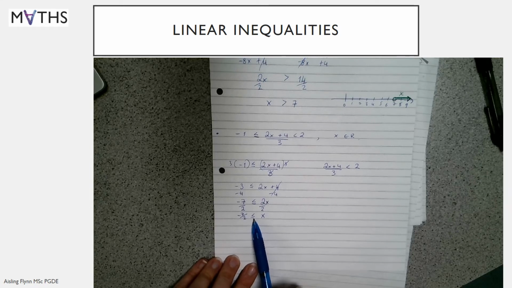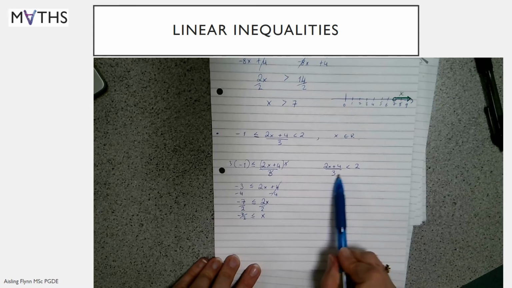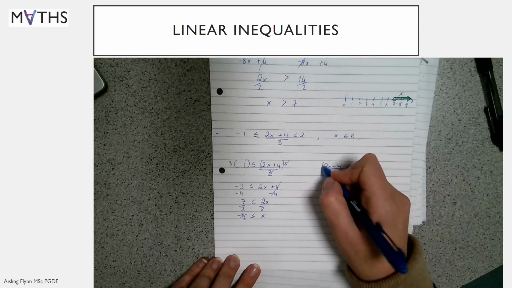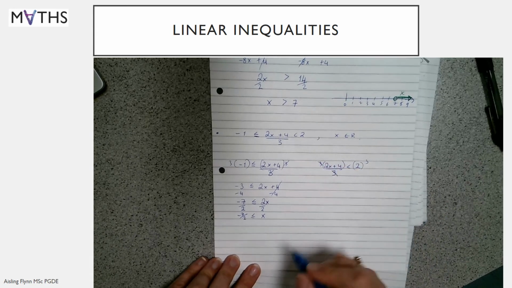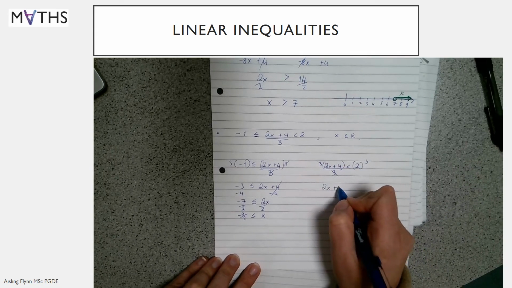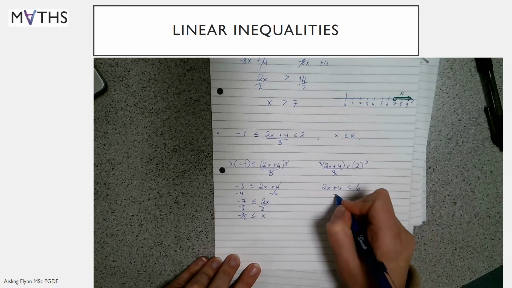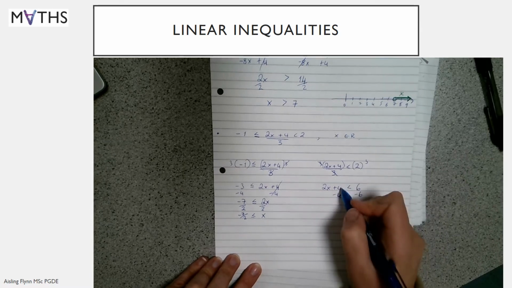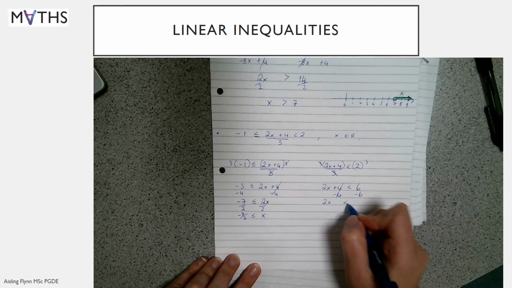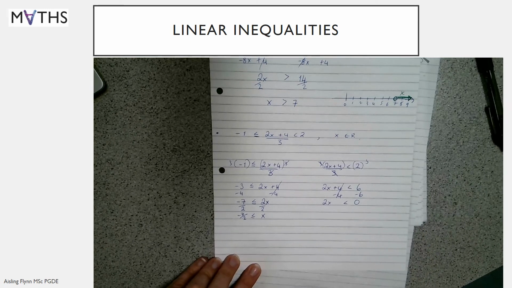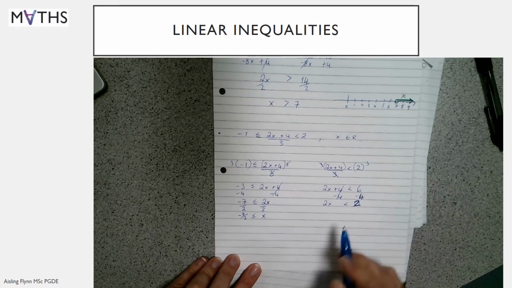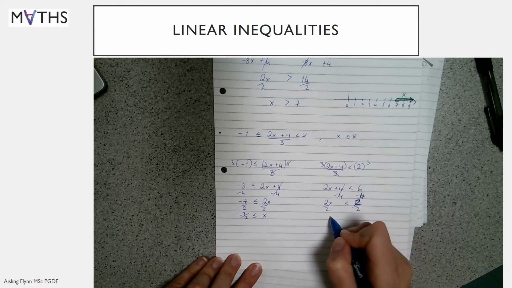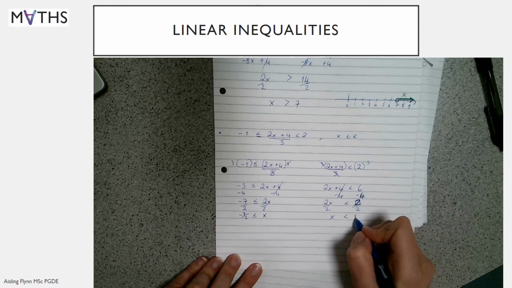Okay, and the other side we do something similar, multiply by 3 again, and 3 divided by 3 is 1, so you get 2x plus 4 is less than 6. Take 4 from both sides. I get 2x less than 2, sorry, that should be 2. And divide both sides by 2, and I get x is less than 1.